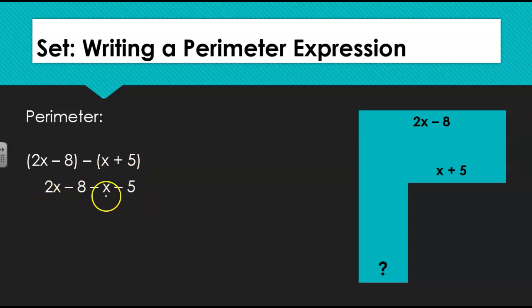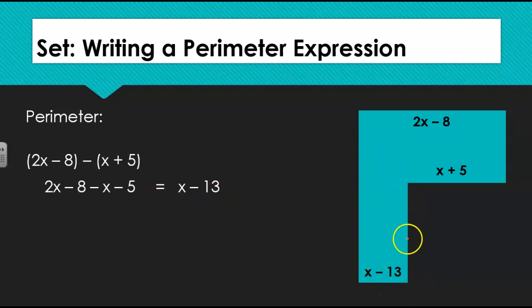Now I've got two terms that are x terms and two terms that are constants. I'm going to combine my terms that include variables to get 1x, and then I'm going to combine my constants to get -13. x minus 13 is the value of this missing side length.